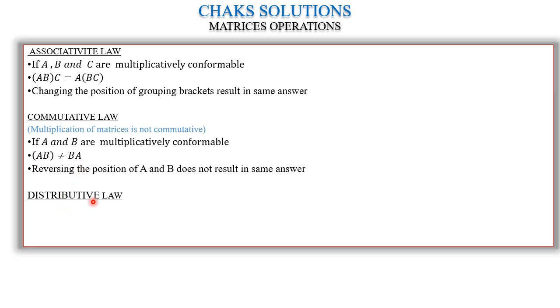Then we have the distributive law. If we have 3 matrices, A times open brackets B plus C close brackets, you can see A can be distributed on B, and A can also be distributed on C by multiplication. So we can say matrix multiplication is distributive over addition. This is what we have for this lesson.